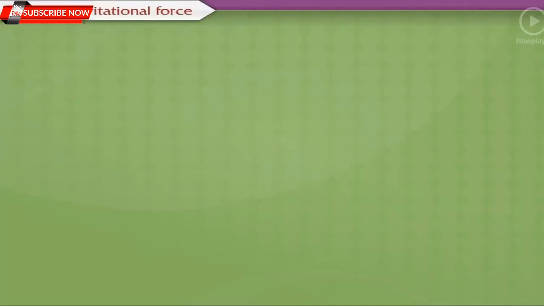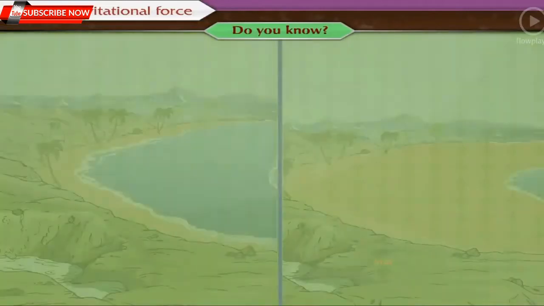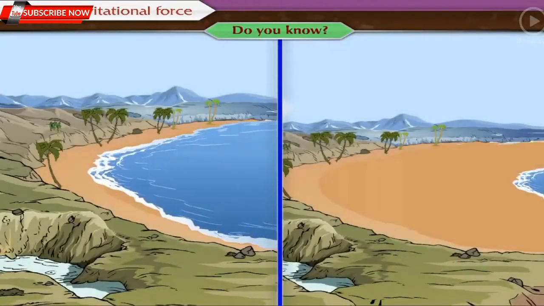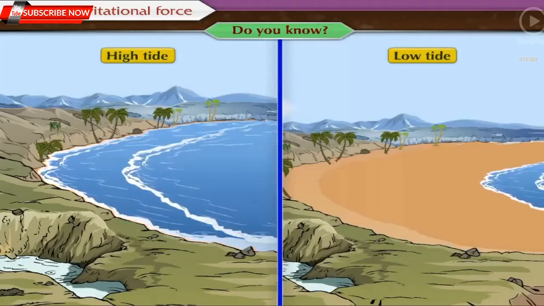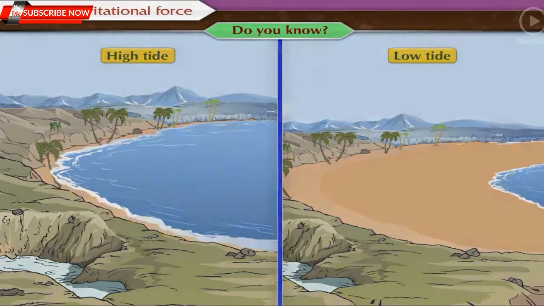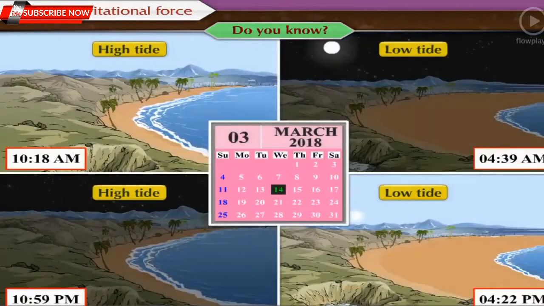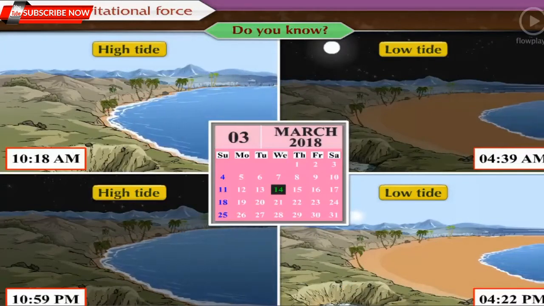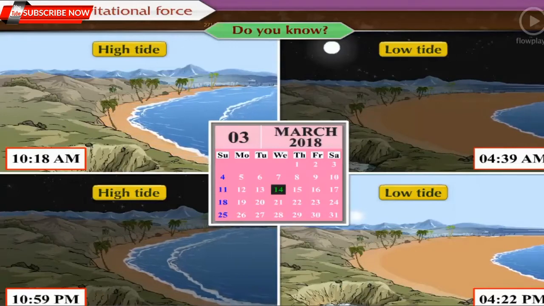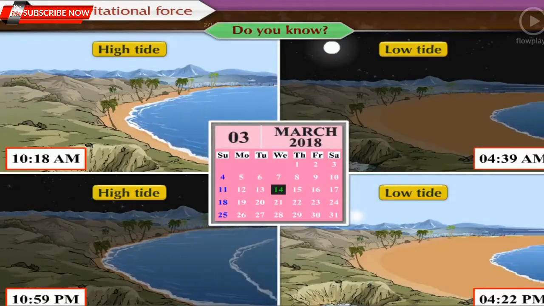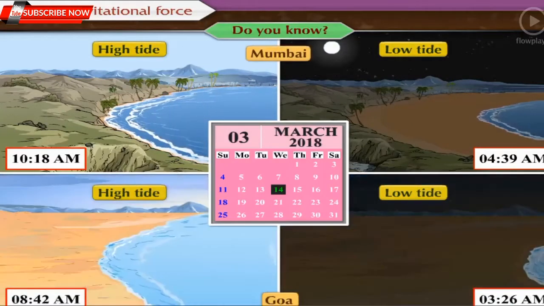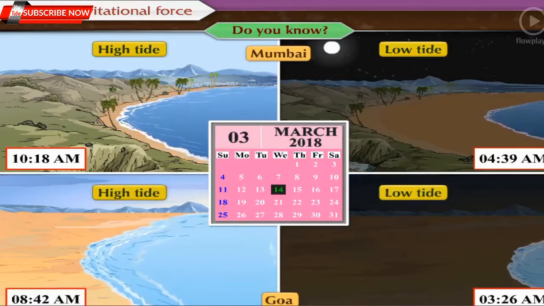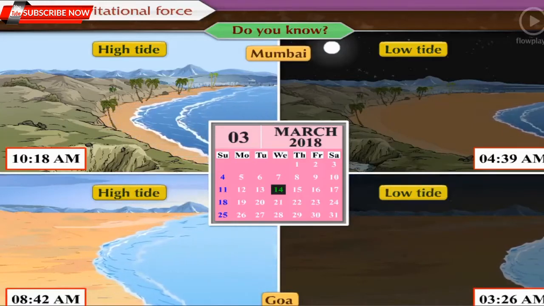Earth's gravitational force. Do you know? In the previous grade, we have learnt about the high and low tides that occur regularly in the sea. The level of seawater at any given location along the seashore increases and decreases twice a day at regular intervals. The timings of tides are different at different places.